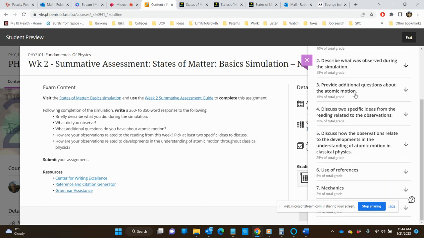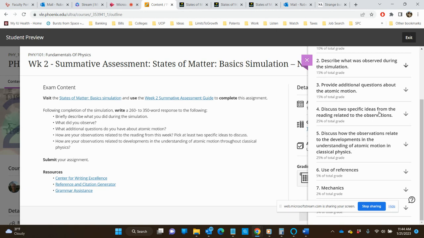Now, as you do the simulation, some questions might come to mind about atomic motion, so give me a question and make sure it relates to the simulation. Don't just give me something off the wall, like why are black holes called black holes, or something like that. That's not related directly to the simulation. So make it something about atomic motion, relationship of heat and pressure, temperature, motion, things like that.